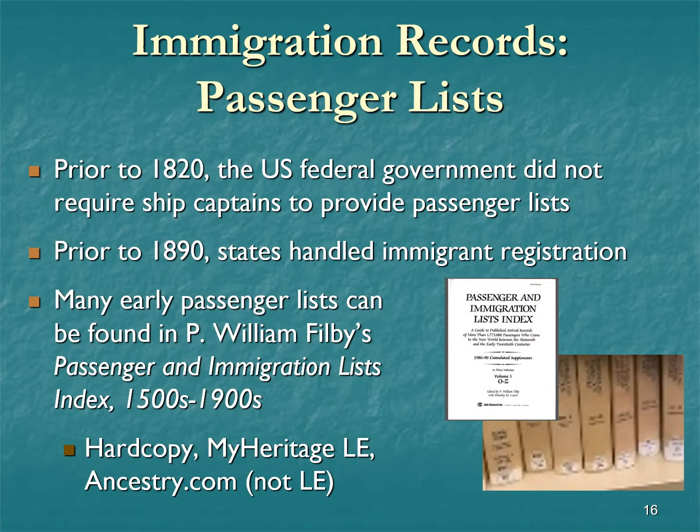In 1820, the U.S. government passed the Steerage Act, which required ship captains to report a list of passengers and demographic information to district collectors. Prior to 1890, individual states processed immigrants into the United States. For example, Castle Garden served as the New York State Immigration Station from 1855 to 1890.